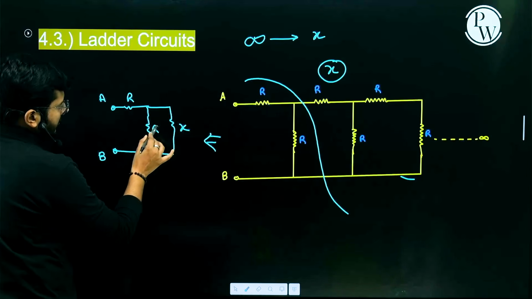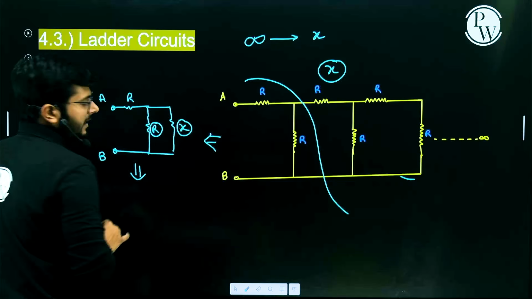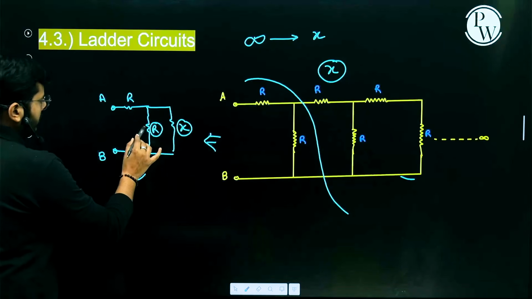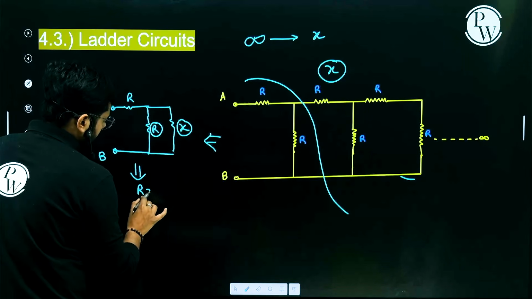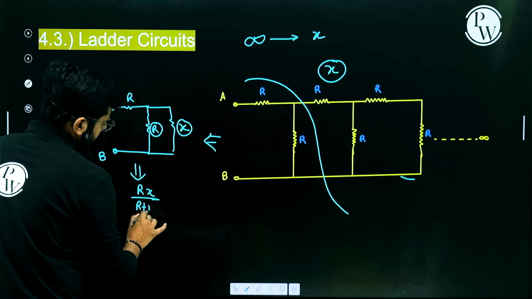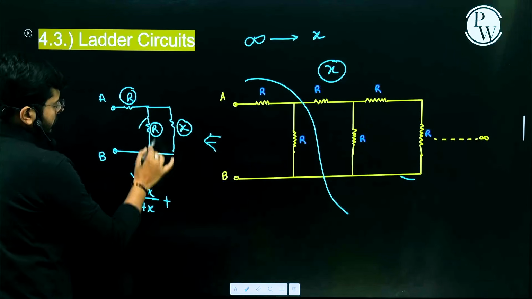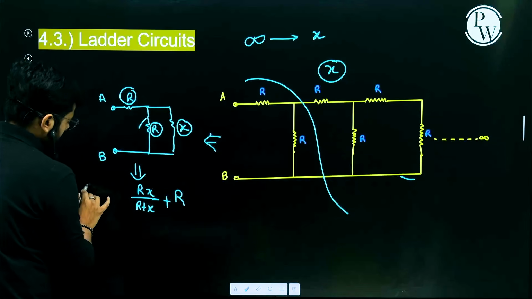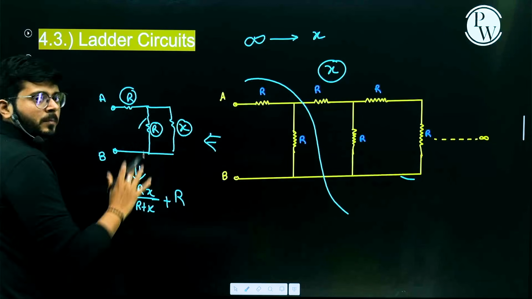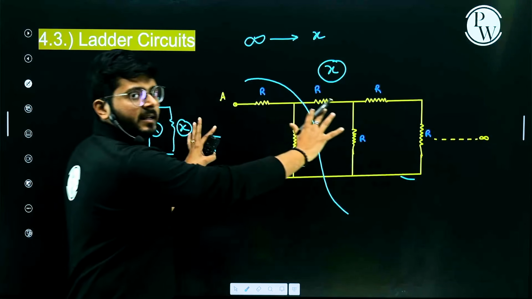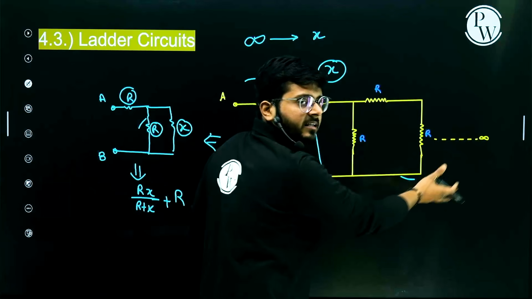What will be the net value of resistance? You see that R and X are in parallel with each other. So the net resistance of this is going to be R into X upon R plus X, right? Plus this one is in series with the combination of these two. So just add them up. This is going to be the net resistance of this whole thing, because this whole thing is representing the resistance of this entire thing, right?